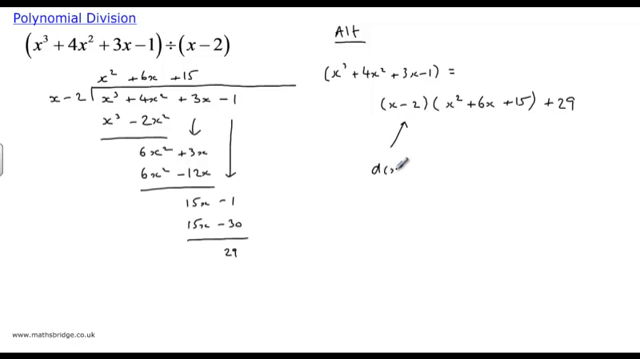This is my divisor, this is my quotient, and here I have my remainder of 29.